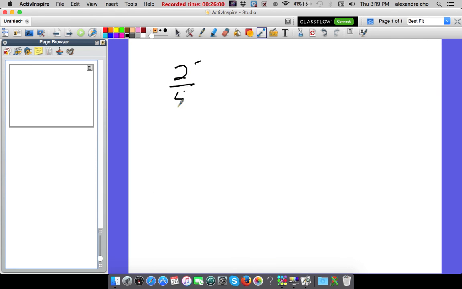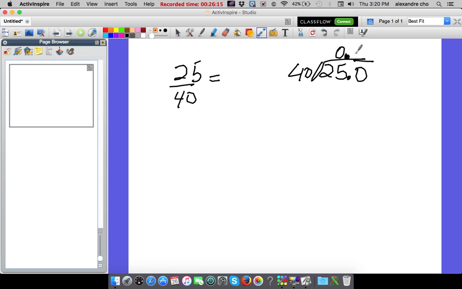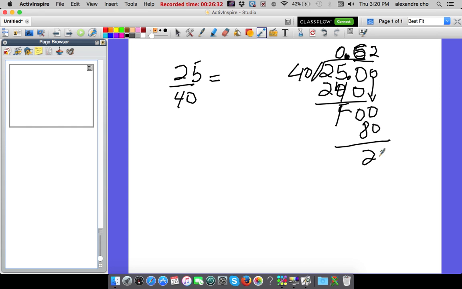25 over 40, yikes. You can simplify before you divide if you choose to. I'm not going to, because 40 does not go into 25, that's a 0 and a decimal. 40 goes into 250, I don't know, 5 times, which is 200. No, it should have been 6, 240, 10, bring another 0 down. 40 goes into 100 2 times, which is 80. 20 left over, bring another 0 down. 40 goes into 200 5 times. So 25 over 40 is 0.625.